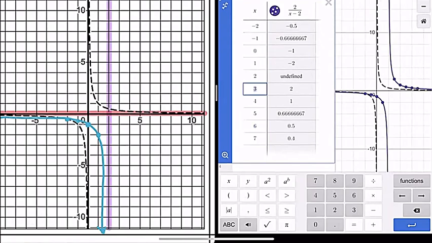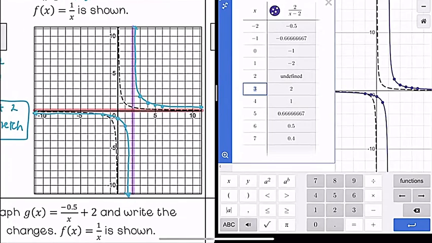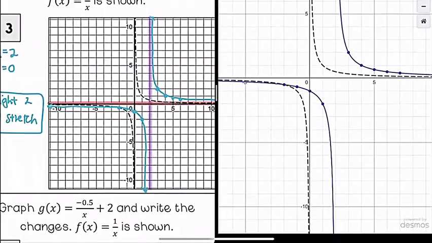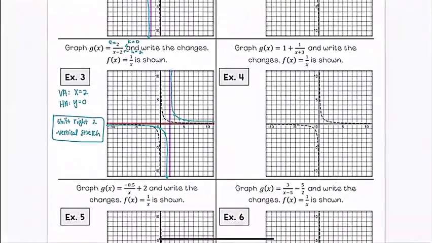So 3 is at 2. 4 is at 1. 5 is at 0.66. 6 is at 0.5. And remember, it's going to swoop up and swoop down. So swoop really close here, curve there, and then go right there. And there we go. So now you can see compared to the picture that it looks the same. And that's how you do it.